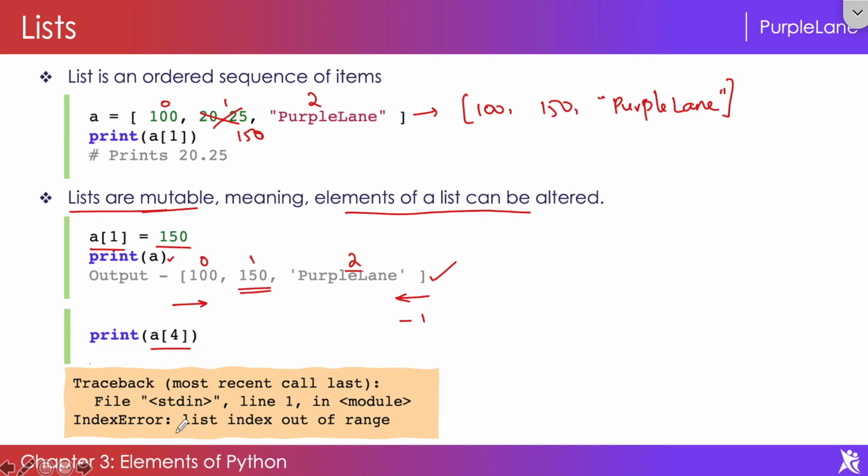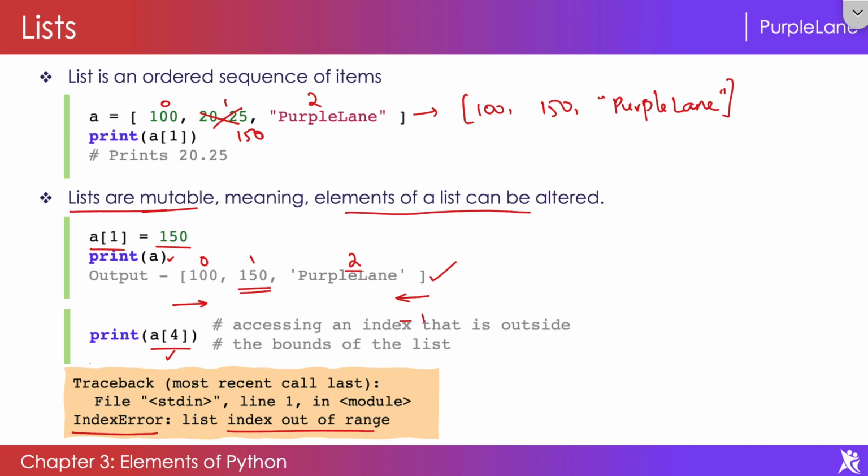So what Python tries to tell you is that you are trying to access an index which is out of the range. So there is an exception called index error that Python interpreter raises when it encounters this type of errors. So it is illegal to access an index that is outside the bounds of the list. So you should watch out for such exceptions when you are accessing the elements of a list using indices.